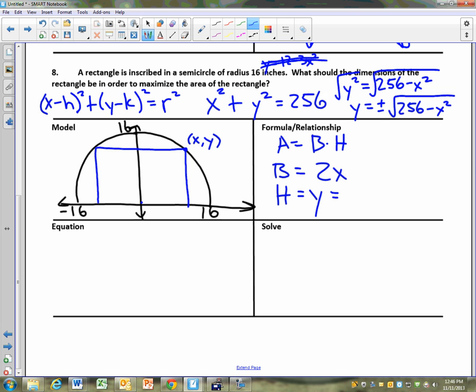So if this is my semicircle, is a circle a function? Does it pass the vertical line test? No. Does a semicircle pass a vertical line test? Yeah. So you can see the positive portion is the upper part of the circle and the negative portion is the lower part of the circle. So we've got the square root of 256 minus x squared. That's our height.